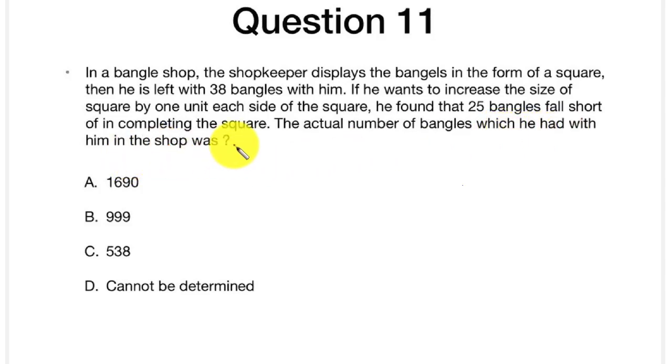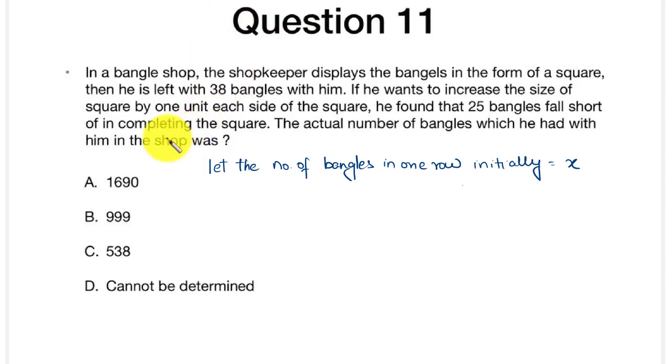So it's really simple. Let us see how to do it. What exactly did he ask in the first thing? Let us assume the number of bangles in one row initially will be x. Let the total bangles that the shopkeeper got be n. As he said, there will be 38 bangles left with him, so the total bangles will be x square plus 38.